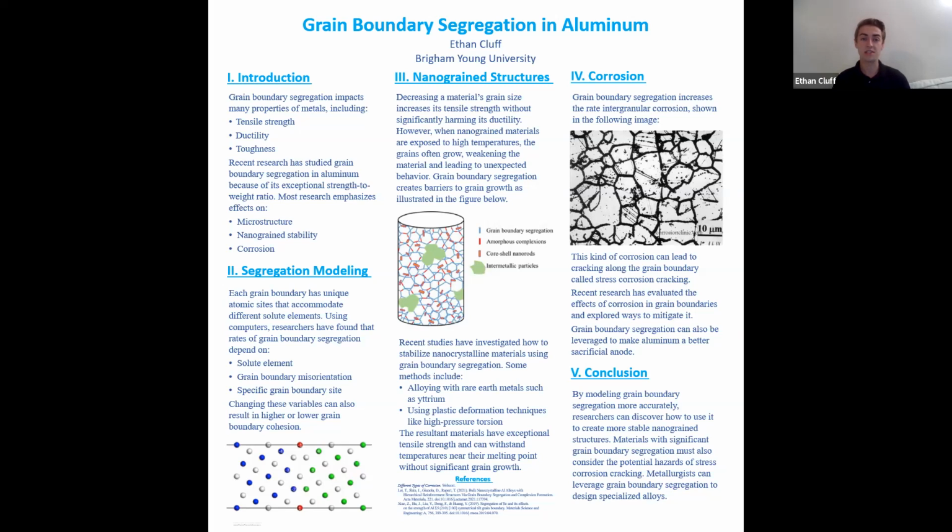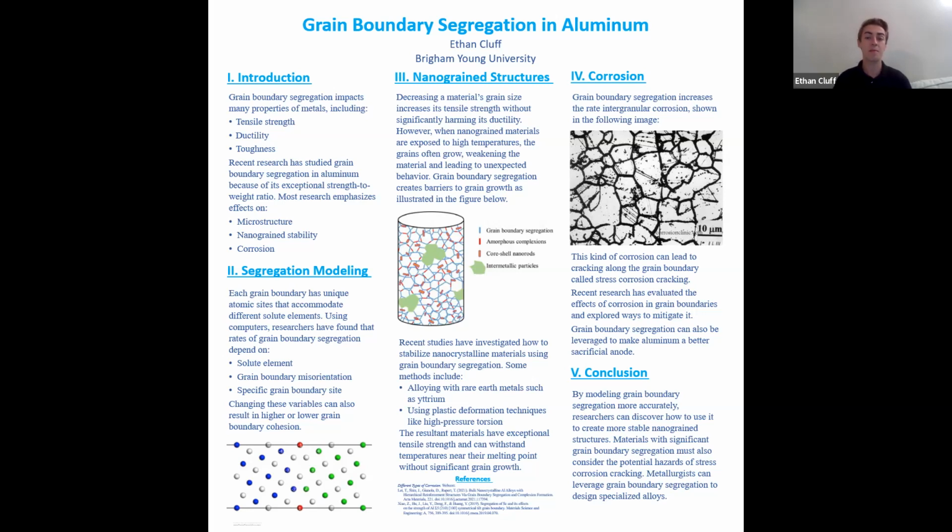However, grain boundary segregation doesn't come without negative effects. And one thing that happens often is grain boundary segregation leaves a material susceptible to intergranular corrosion, which can cause stress corrosion cracking in the material. And now recent research has tried to figure out how to mitigate the effects of this.